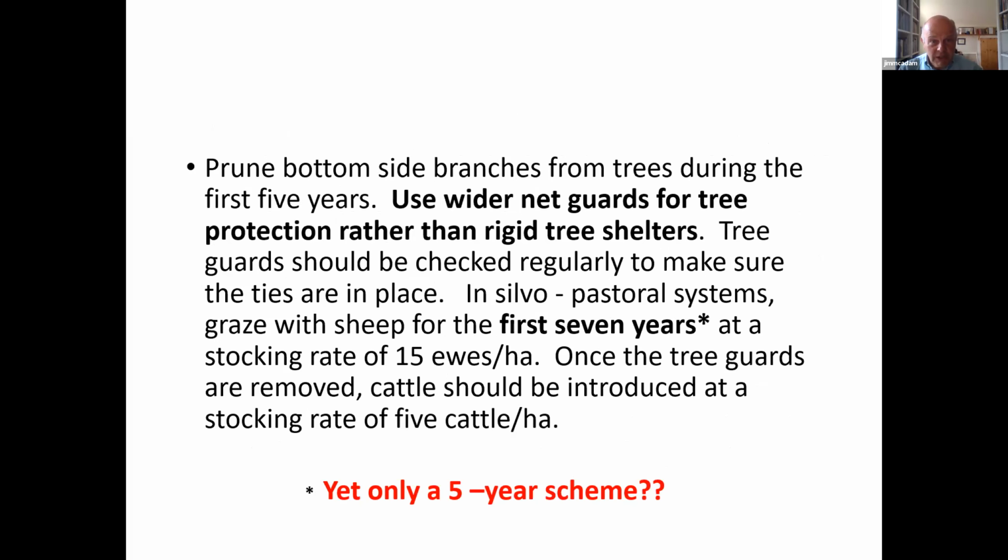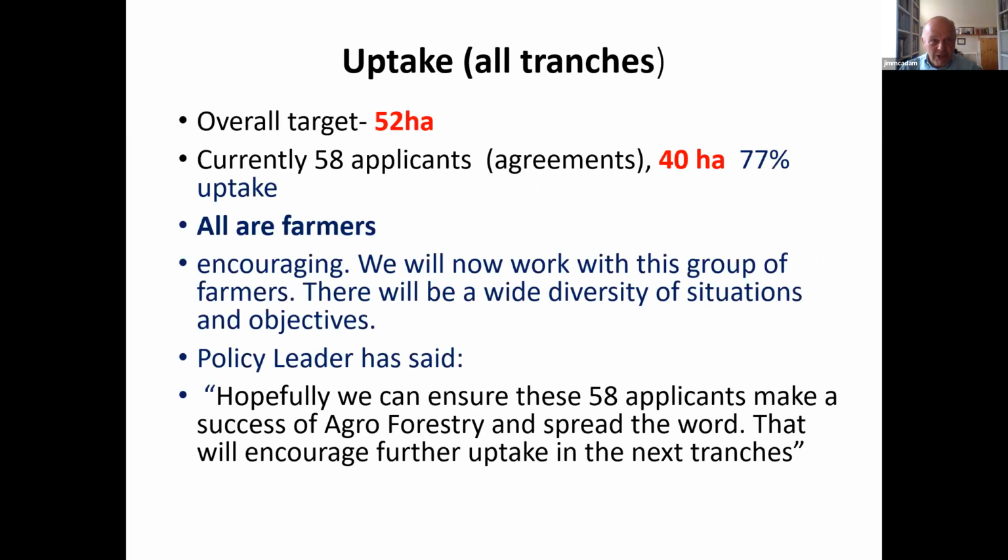A bit about pruning: use wider net guards for tree protection rather than rigid tree shelters. And then, interestingly enough, further down in silvopastoral systems, this is in the department's own guidelines: graze with sheep for the first 7 years at a stocking rate, yet it's only a 5-year scheme. So hopefully there's some plans to extend at the end of the day, who knows. So that's really our main agroforestry measure.